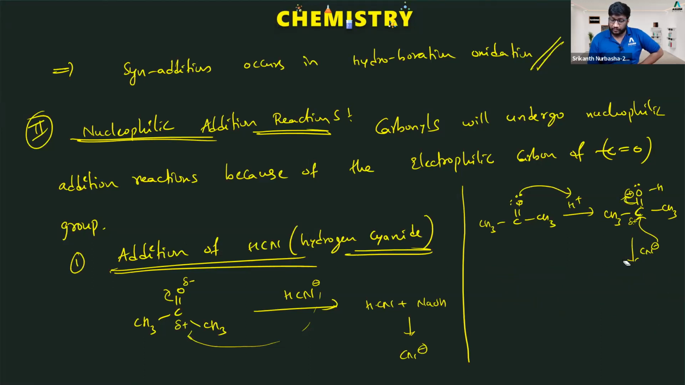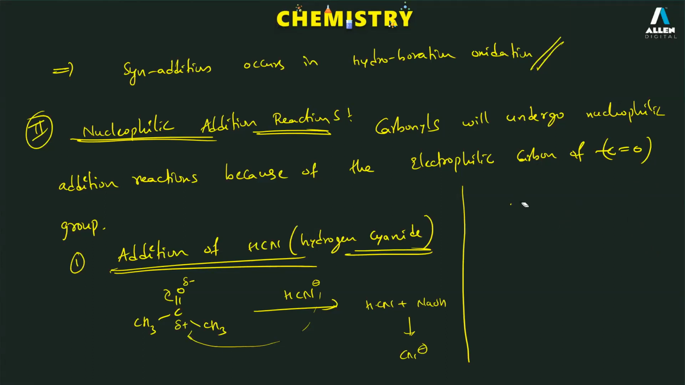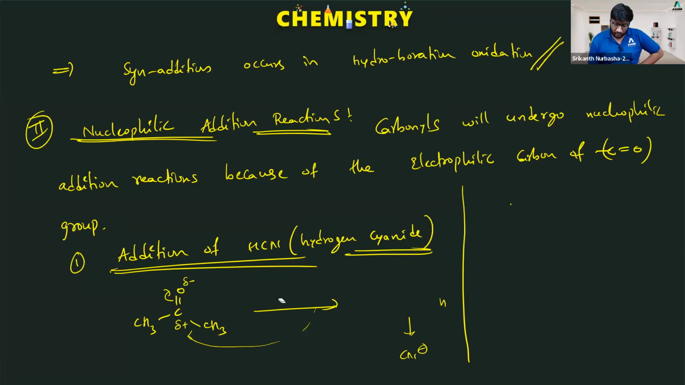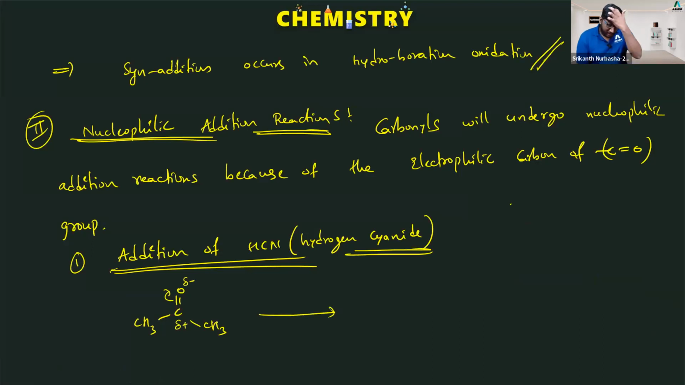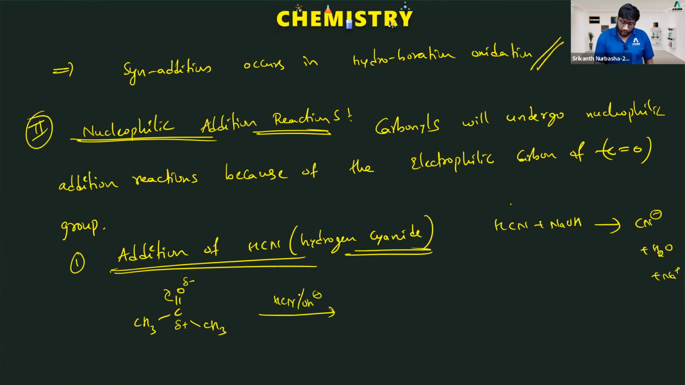So let us understand the mechanistic approach. I think you got the point, right? Let us now look at the mechanism. We have CH3-C=O-CH3 and we take HCN in basic medium, like NaOH, to have CN minus, water and Na plus ions. In the presence of OH minus, HCN forms CN minus.